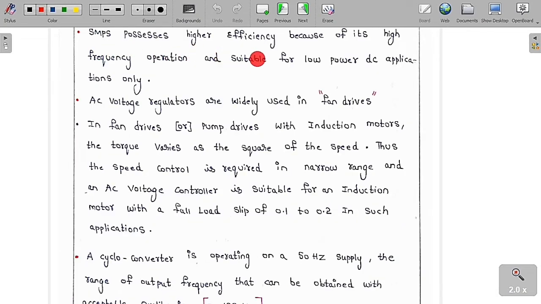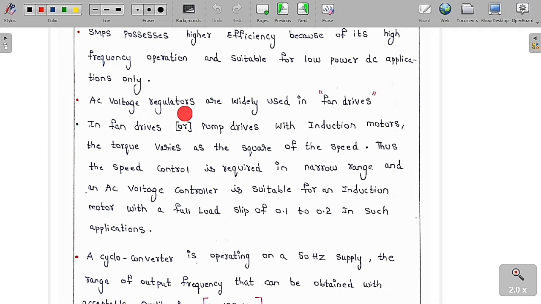SMPS possesses higher efficiency because of its high frequency operation and low losses, and it is suitable for low power DC applications only. So it is used only for low power DC applications because it has higher efficiency and higher frequency operation. Low power DC applications only is where we use the SMPS.